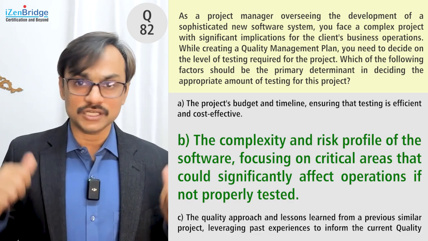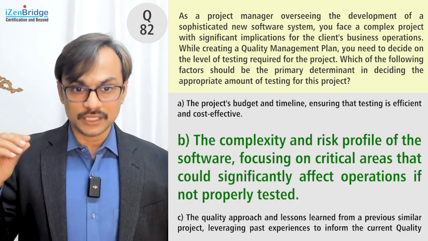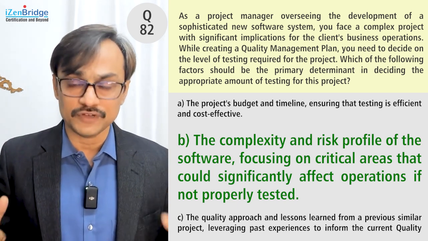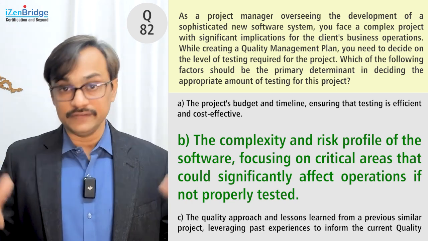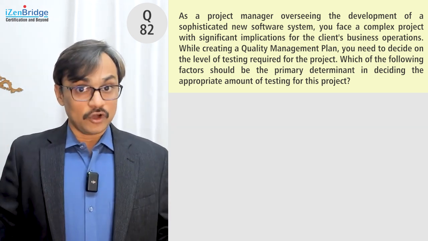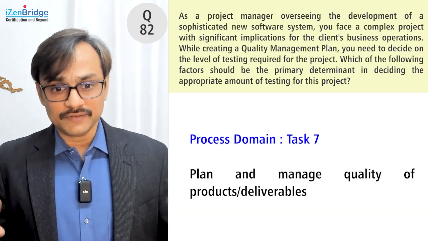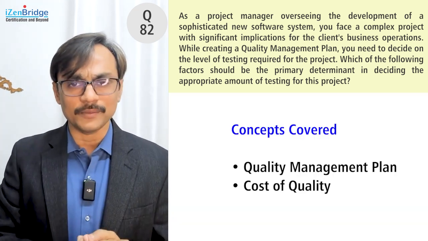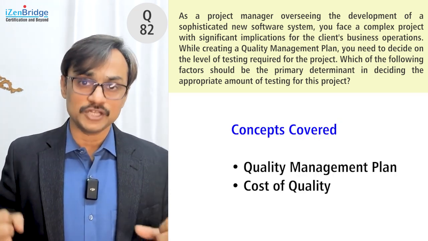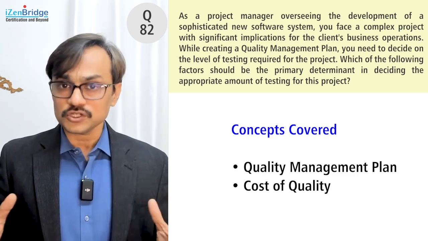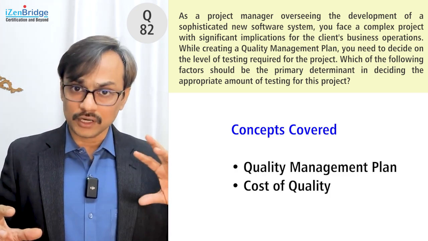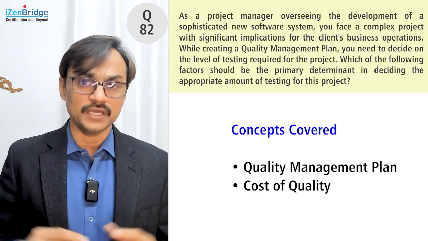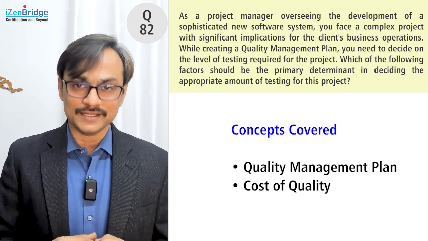So going with that logic, I go with B, because it is talking about the complexity and risk profile of my current project and focusing on the critical areas and the impact which can be created on our overall delivery of our deliverable. Now, when we talk about tasks, it maps to task 7, plan and manage quality of product and deliverable. If we talk about concepts, this is definitely talking about the quality management plan, preparing a quality management plan, and the concept of cost of quality, because the amount of investment we make in quality depends upon internal or external failure as well. So it should be considered while we are planning our quality related activities.